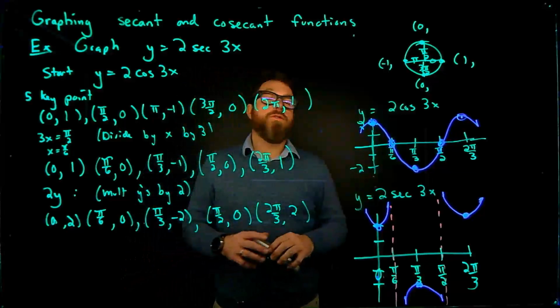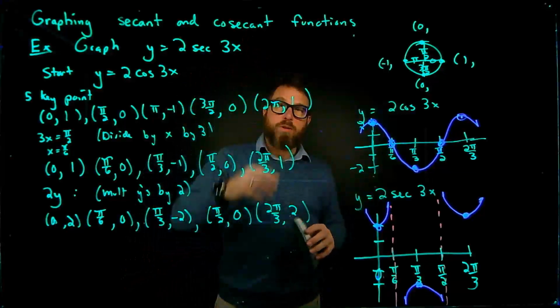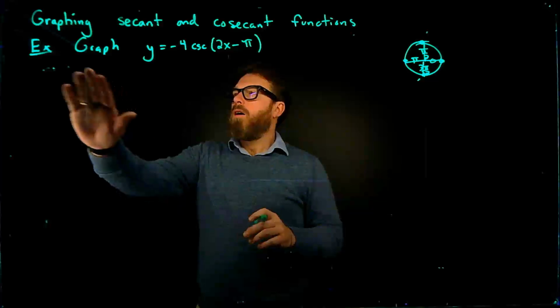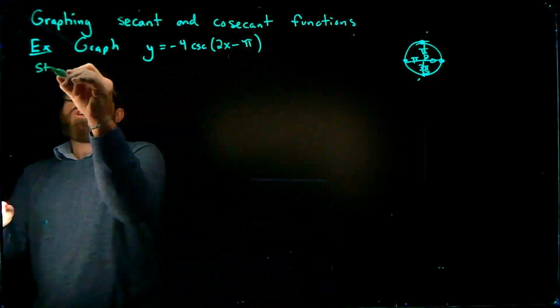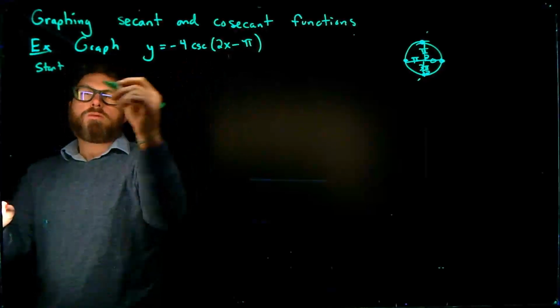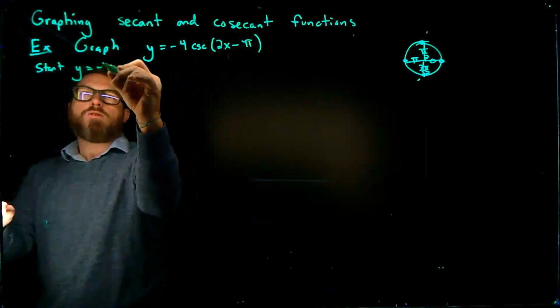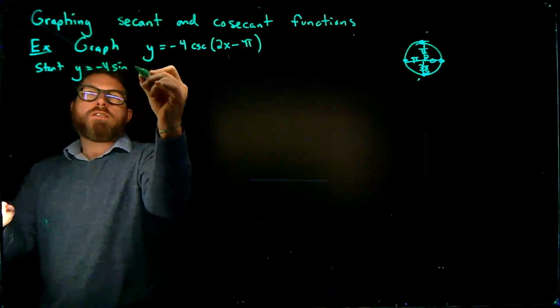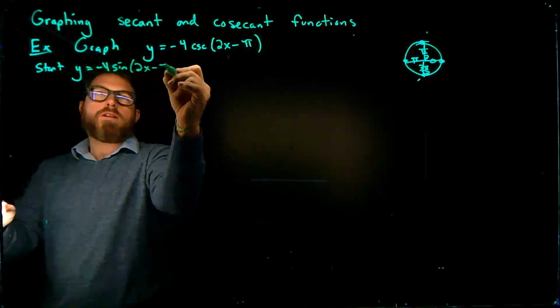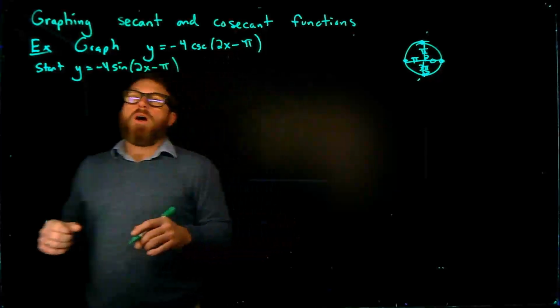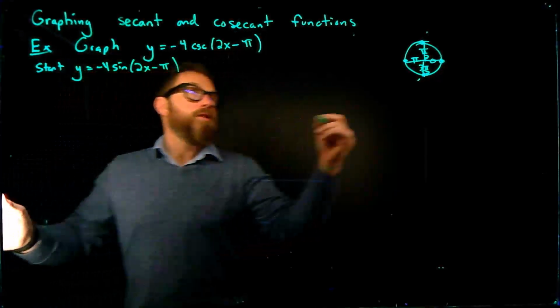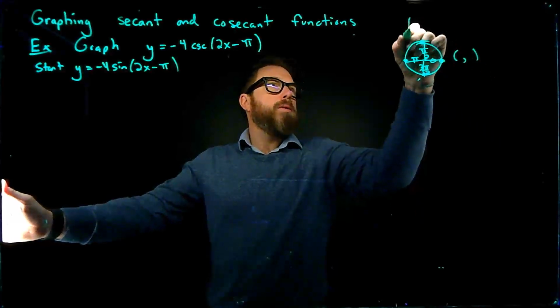One more. Let's do it for a cosecant function, and let's maybe do a horizontal shift in here as well. All right, so if I want to graph this, again I'm going to start out with the corresponding reciprocal function. So y is equal to minus 4 sine of 2x minus pi, because if I can find these key points, then they're related to these key points. All right, so let's go after the key points first. Now remember that the sine function values are going to be the outputs now.